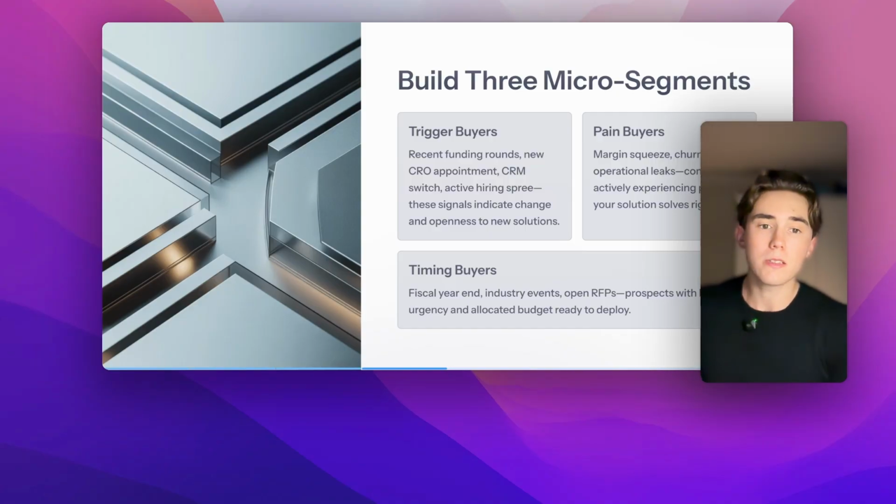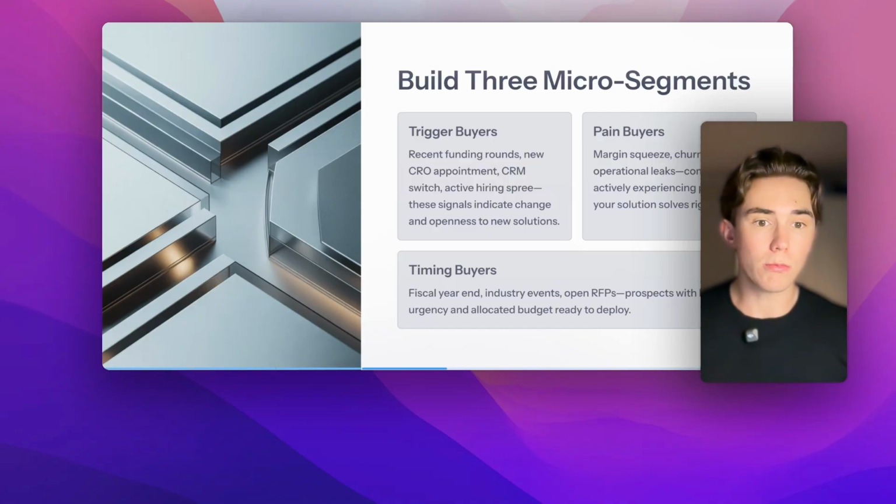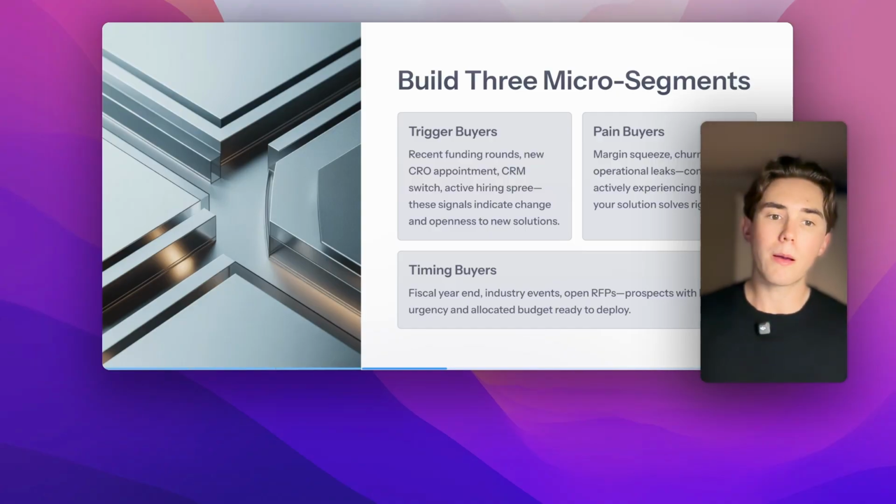Then you've got pain buyers, meaning that they have higher churn than normal. Right? They have operational leaks, companies actively experiencing problems that your solution solves right now. This one is going to be a lot trickier to, let's say, find. But here you've just got to go off of basic industry insights. So if you find out that, let's say in the manufacturing industry, XYZ is happening and you've spoken to a whole bunch and you've done your market research, you've identified a pain, and you're going to put your offer in front of those pain points.